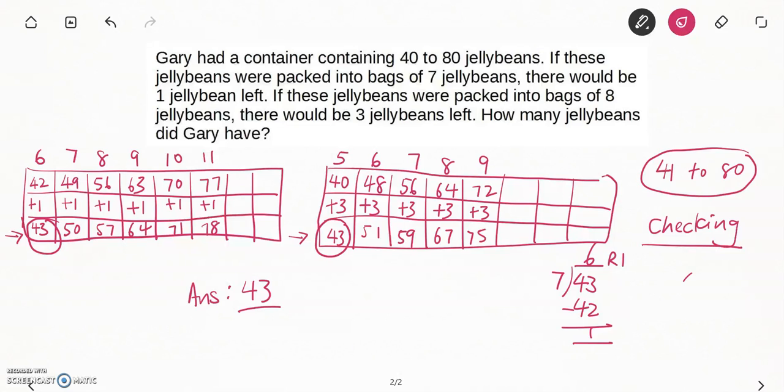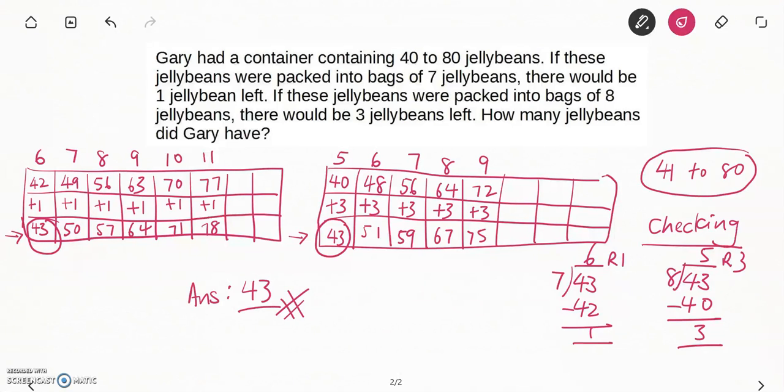Now if I pack them into 8, 43 divided by 8, it will be 5 times 8, which is 40. Then I have 3 left. So if I pack them into 8, there will be 3 jelly beans left. So remainder 3. So that we know that 43 is the answer.